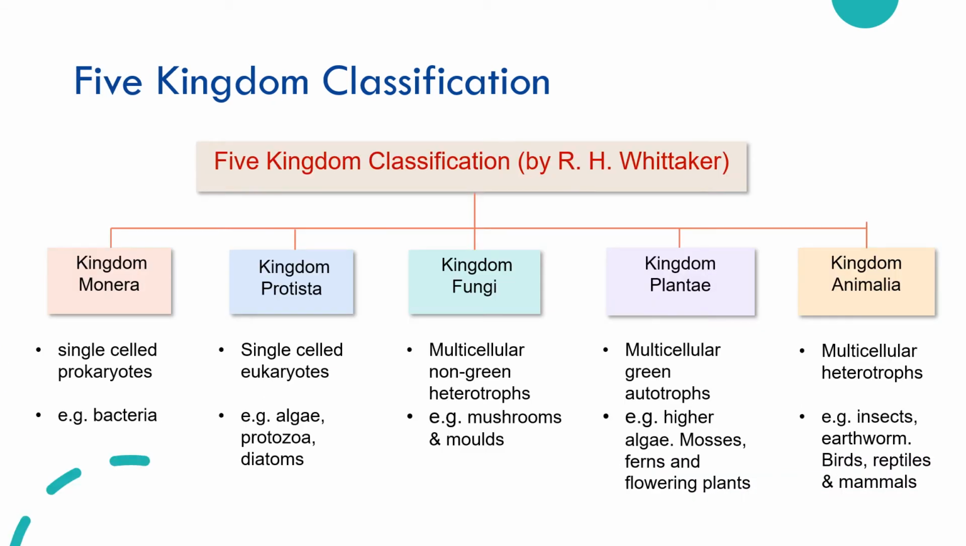In 1969, a five-kingdom classification was proposed by R. H. Whitaker. These five kingdoms are as follows: Kingdom Monera, Kingdom Protista, Kingdom Fungi, Kingdom Plantae, and Kingdom Animalia. Children, do refer to the schematic representation of five-kingdom classification given in figure 2.2 on page 25. That will give you a clear picture about the categorization of organisms into five kingdoms on the basis of their cell structure, body organization, and mode of nutrition.